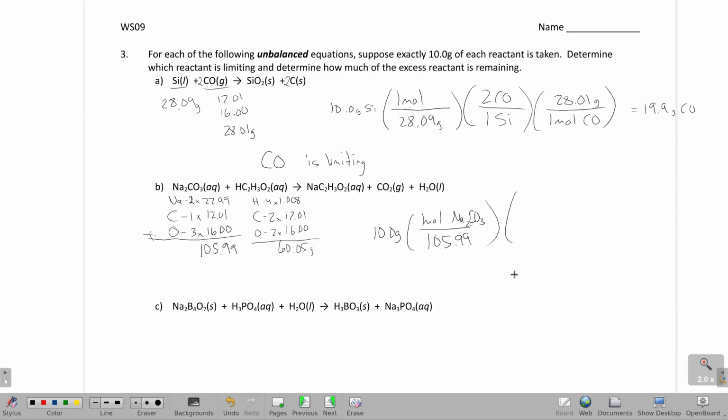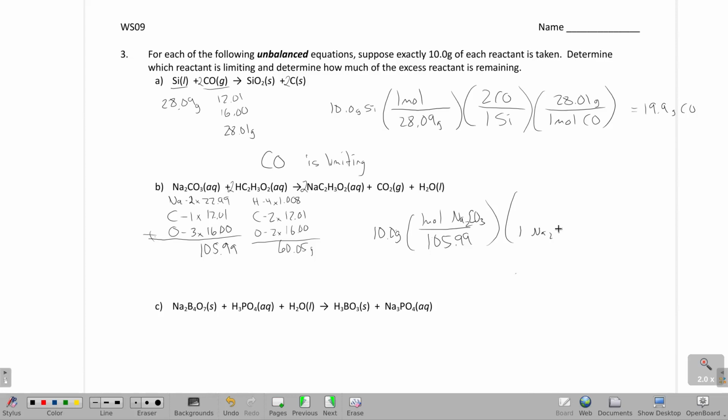Oh, I didn't balance the reaction though, did I? Alright, so I've got 2 sodiums. I would need 2 sodium acetates. That would give me 2 acetates. I need to back up here and give 2 acetic acids. And now the CO3 and those 2 H's would actually give us the CO2 in water. So it is now balanced.